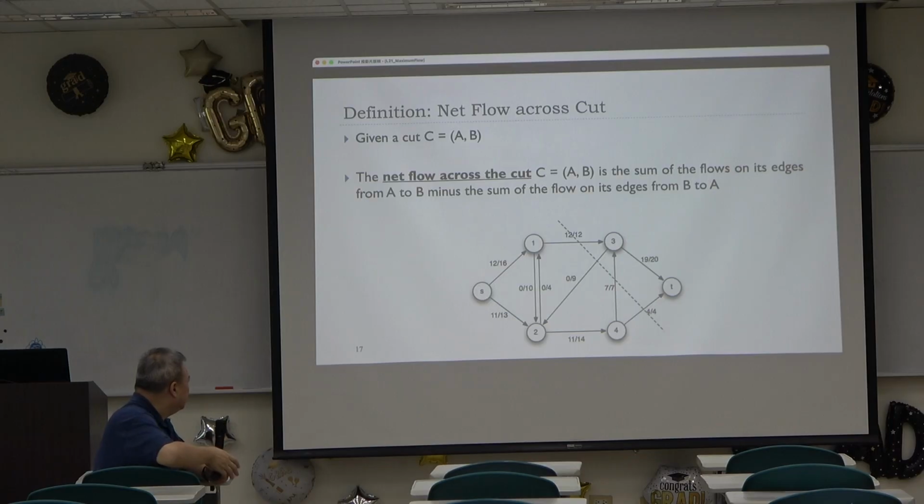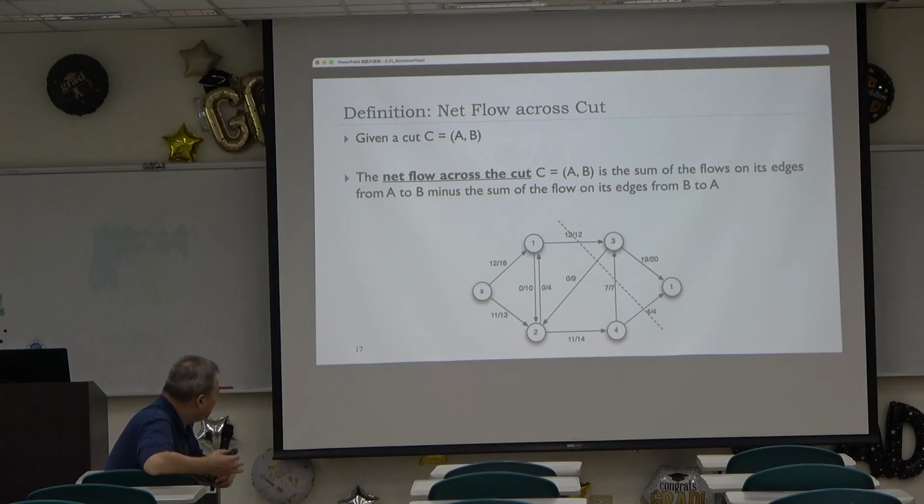So, okay, now let's just arbitrarily cut this graph. We cut this graph by this dotted line. All the nodes belong to the left side. For set A, it will be S, 1, 2, and 4, and the nodes belonging to set B will be 3 and T, right?